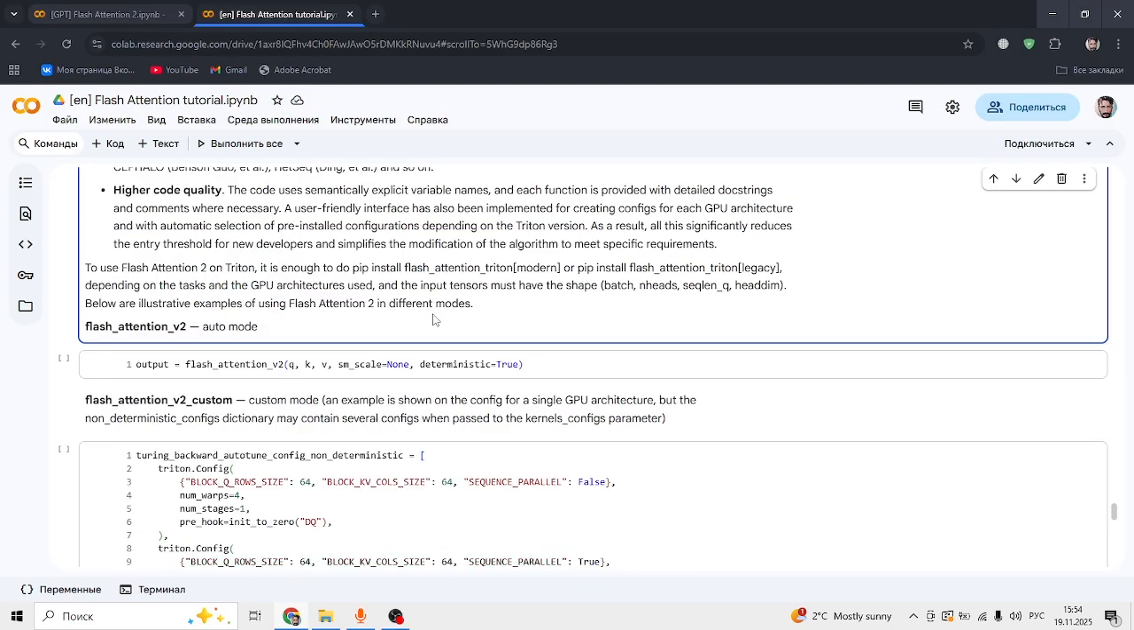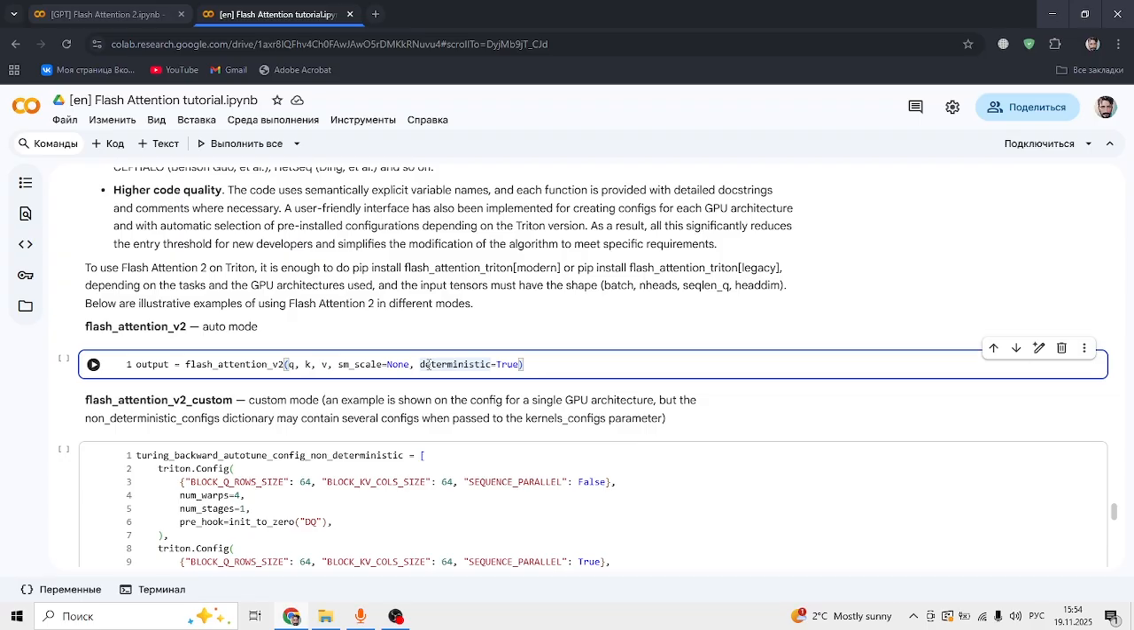Okay, how to use this? After you write pip install FlashAttention Triton, then you import from FlashAttention Triton FlashAttention v2. You insert QKV matrices, shape, batch, number of heads, seqlen Q, and head dim. Then you need to point SM scale, but you can skip this. All depends on your tasks. And you can have a deterministic flag, so you write deterministic true.